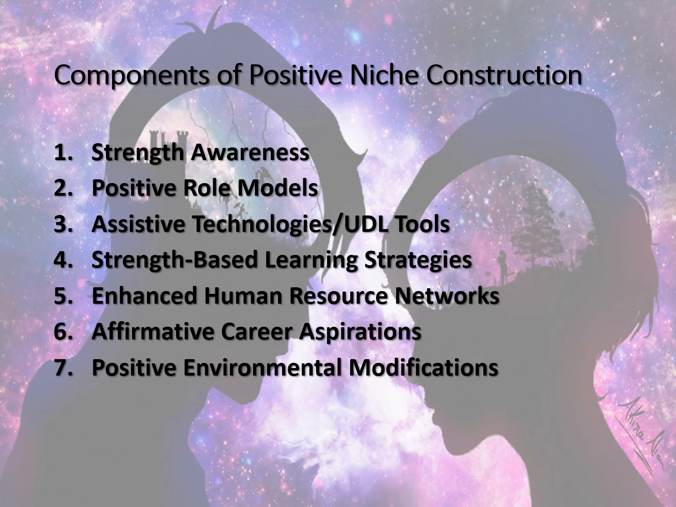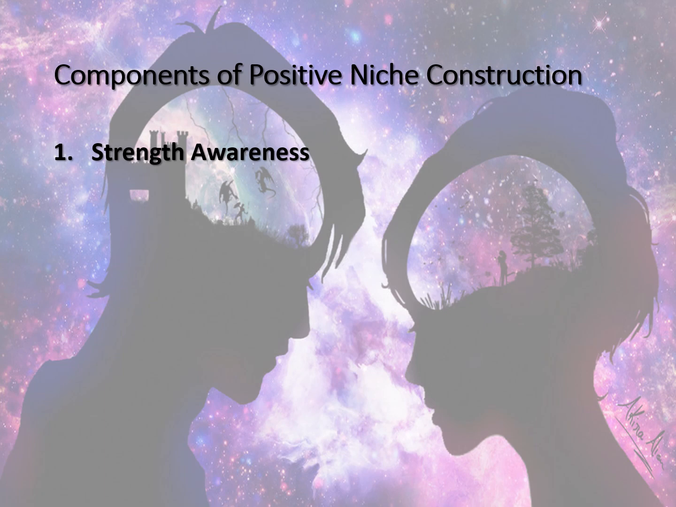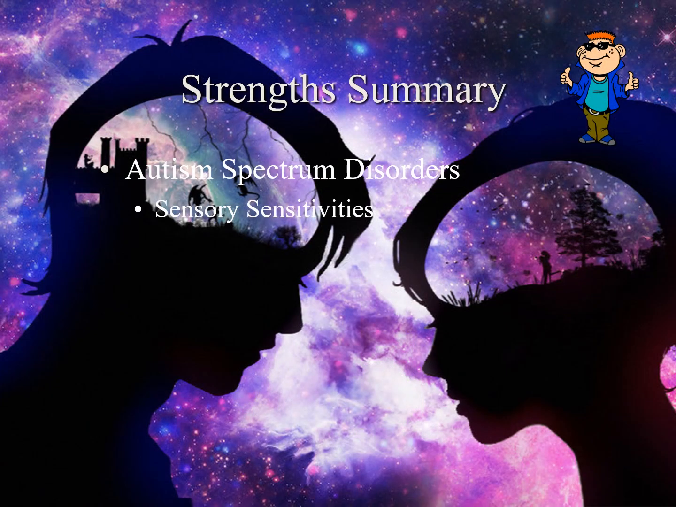We're going to be using the same 7 components of positive niche construction that I've been using to organize the other recent modules. So first, we're going to look at the strengths and how we can develop a strength awareness of autism disorders. At the base of the autism spectrum disorders, according to Simon Baron-Cohen, we have sensory sensitivities.